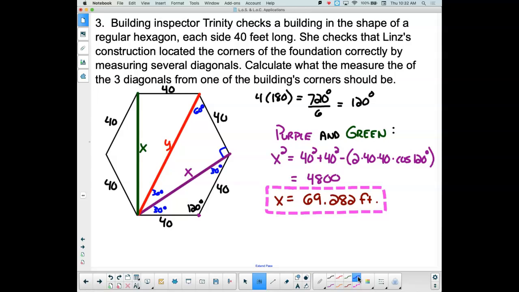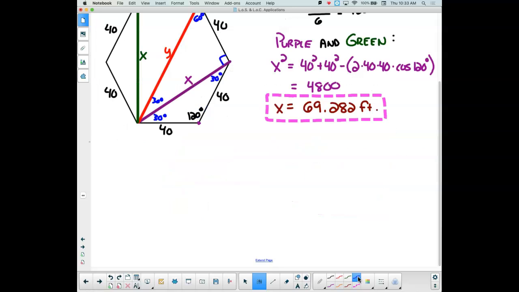So what can we do here now to find y? We could use our 30, 60, 90s, or SOHCAHTOA, or Pythagorean theorem. Yep, we got tons of different stuff that we can use because that red, purple, black triangle here is a 30, 60, 90 triangle.